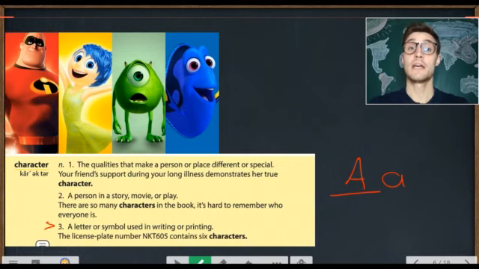You will see when you type something maybe on Twitter, you are limited to a certain number of characters. So you're limited to, say, 150 characters. Then you can only use 150 letters to type. The license plate number NKT 605 contains 6 characters. See, numbers and letters are characters.